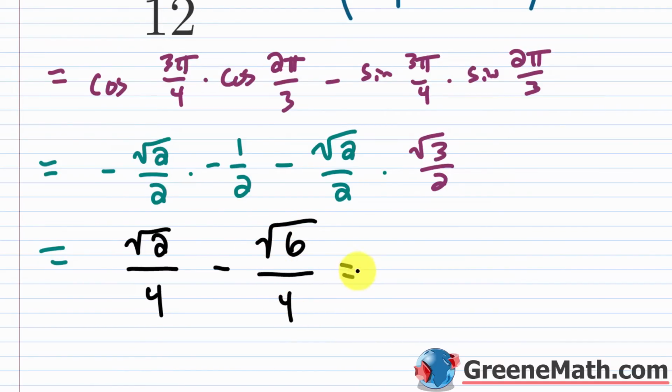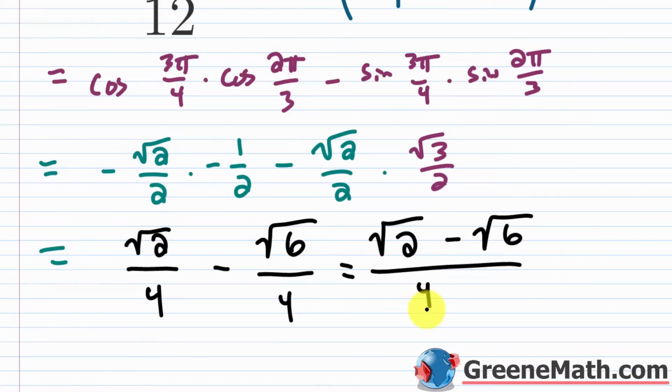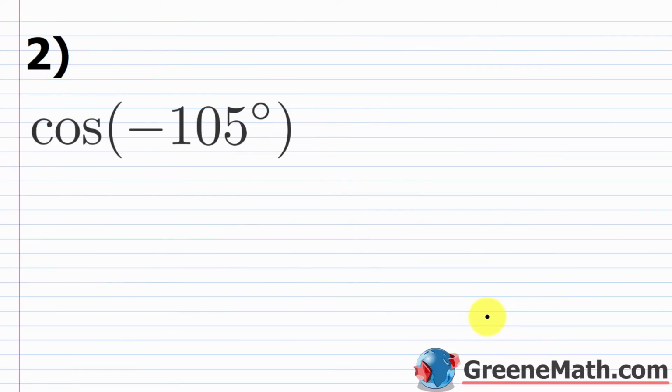A lot of people would just write this with a common denominator. So this would be the square root of 2 minus the square root of 6. You can't really do anything with that. Then over the common denominator of 4. So the exact value here for the cosine of 17 pi over 12 is going to be the square root of 2 minus the square root of 6 over 4. Okay, let's take a look at problem 2.